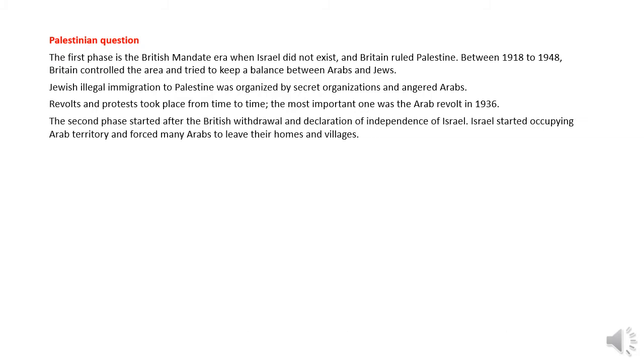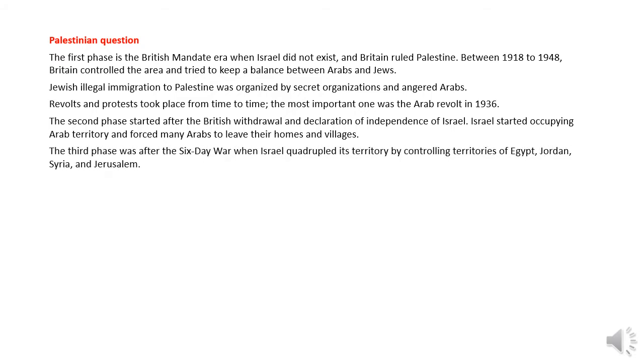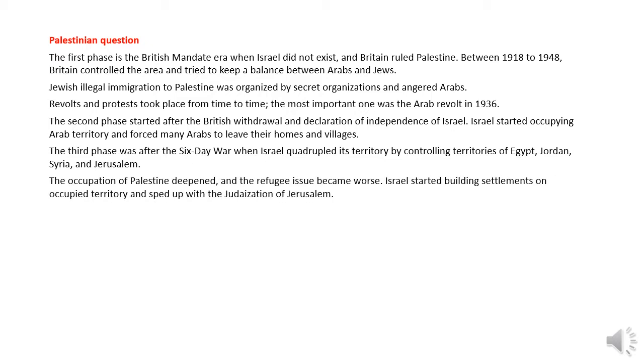The second phase started after the British withdrawal and the declaration of independence of Israel. Israel started occupying Arab territory and forced many Arabs to leave their homes and villages. The third phase was after the Six-Day War, when Israel quadrupled its territory by controlling territories of Egypt, Jordan, Syria, and Jerusalem. The occupation of Palestine deepened, and the refugee issue became worse. Israel started building settlements on occupied territory and sped up the Judaization of Jerusalem.